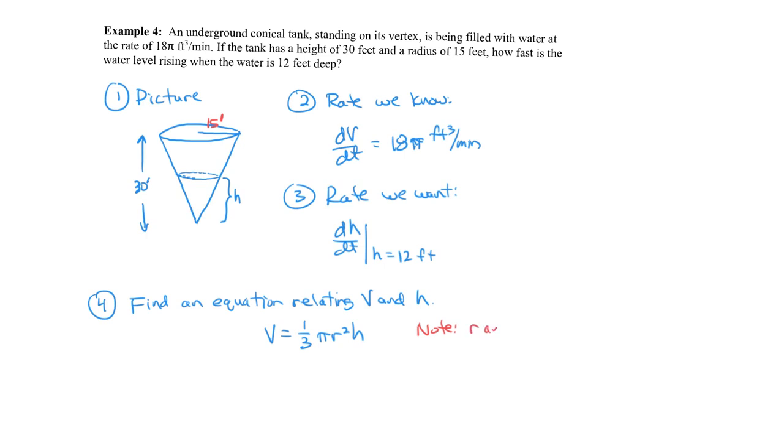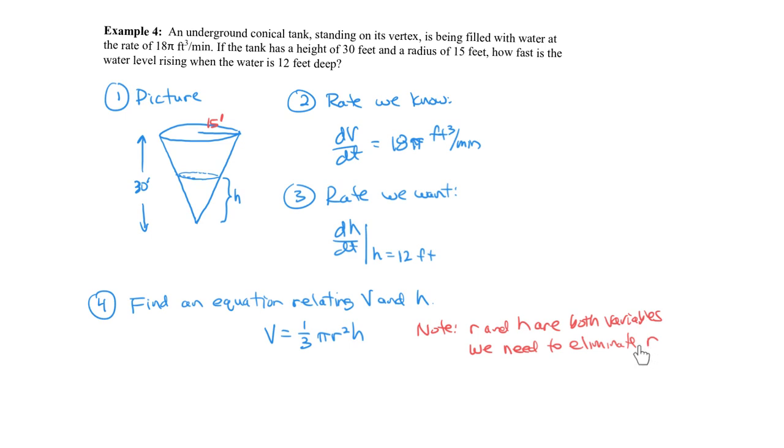R and h are both variables. And we're going to need to get rid of the variable r. Okay, we need to get rid of that one. Because r and h are both variables along with V. V is a variable too, but we want V and h, right? We don't want r. So we want to figure out how to get rid of r. We don't want it and we don't know it.